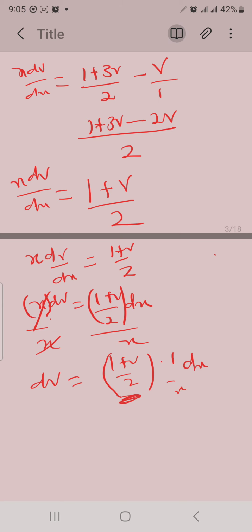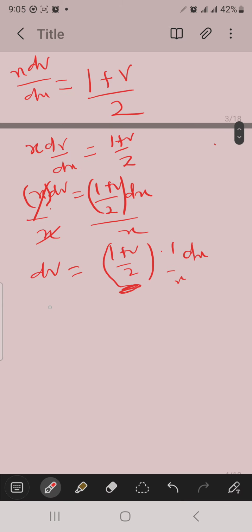Now I want to take this one here as well. It means that I'm going to multiply by 2 into bracket 1 plus v. No, it's not going to be like this. It's going to be multiplied by 2 over 1 plus v. More or less like I inverse it. So when I multiply, this one is going to be 2 over 1 plus v.